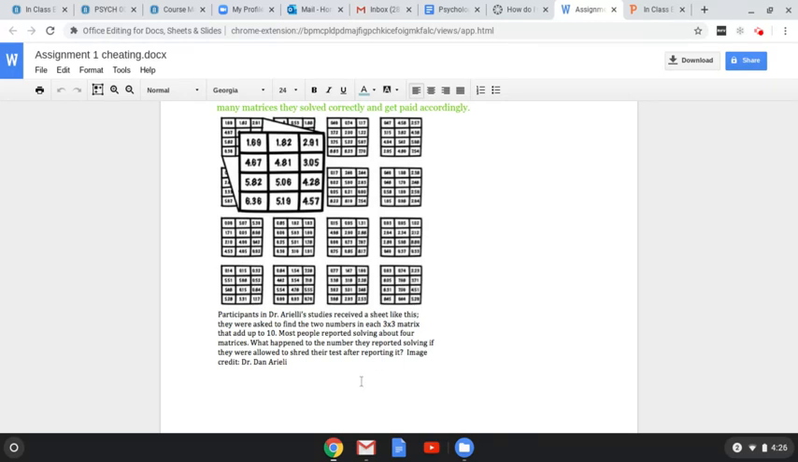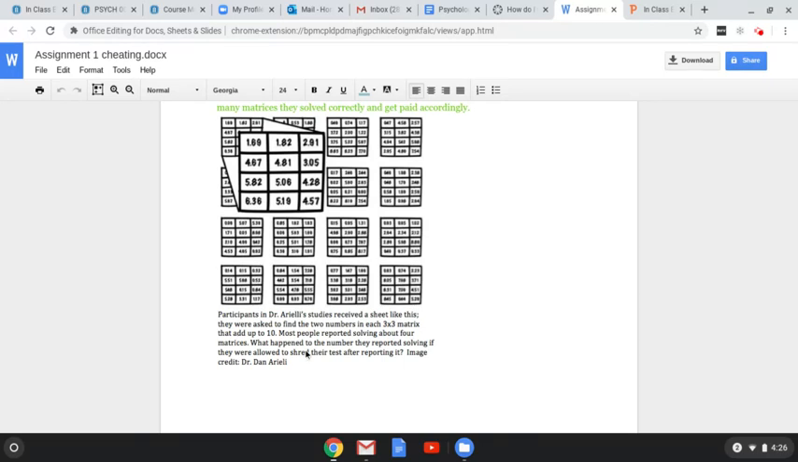So here we see participants in Dr. Ariely's studies received a sheet like this. They were asked to find the 2 numbers in each 3 by 3 matrix that add up to 10, or in this case 3 by 4 matrix. Most people reported solving about 4 matrices. So in the control condition, even though there were 20 available, within the 5-minute limit, they seemed to get on average about 4 of the matrices solved in that 5-minute period.